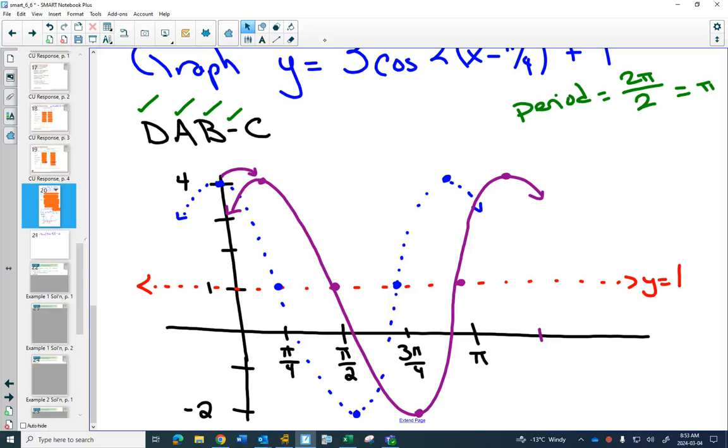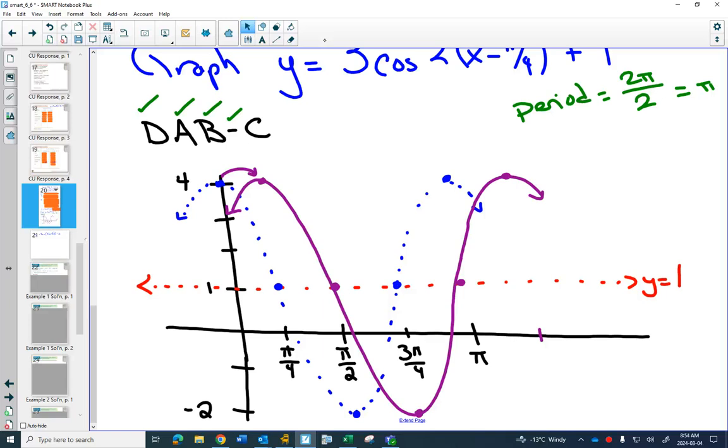It lets you figure out what your center line is first, which lets you go there, use your amplitude to find your maximum and minimum. Use your B value to find your period, divide it into 4 equal sections, and then we graph it temporarily without the phase shift, just so we have an idea where the main points are, and then we shift it in the end afterwards.